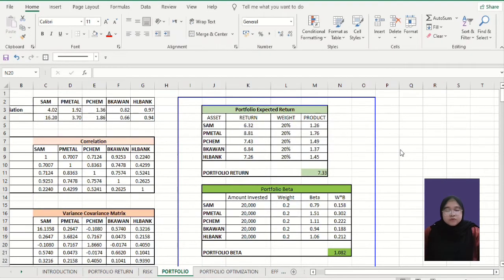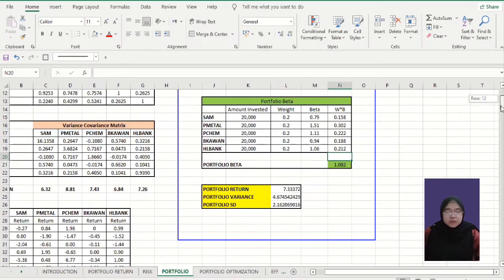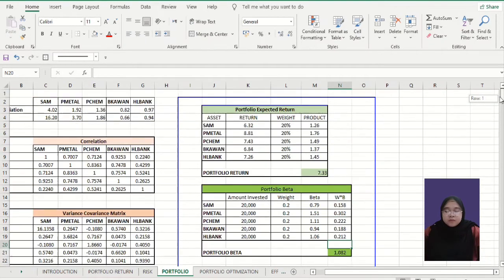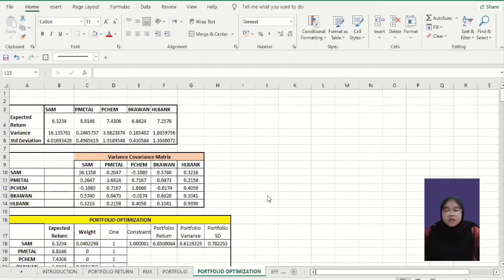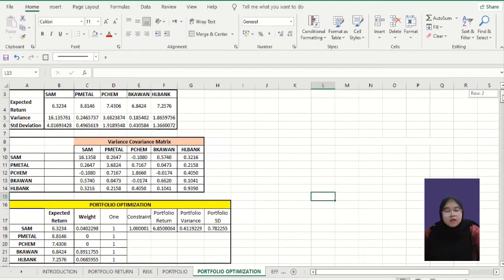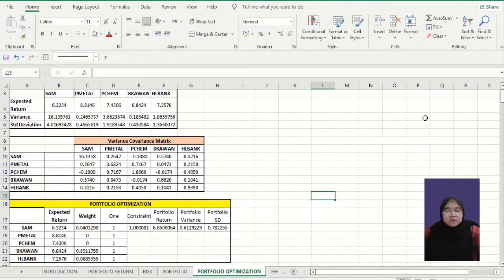So next, we move to the portfolio. We calculate the portfolio return, portfolio beta, portfolio variance, and portfolio standard deviation. Okay, for the portfolio optimization, here is the table of the portfolio optimization information. I used Solver to calculate the values. The objective that I set in using Solver is to minimize the standard deviation, or we can call it risk, and also to maximize the portfolio return.